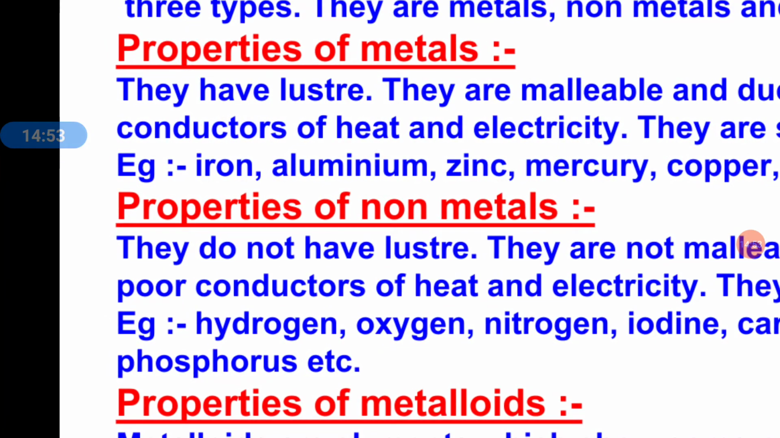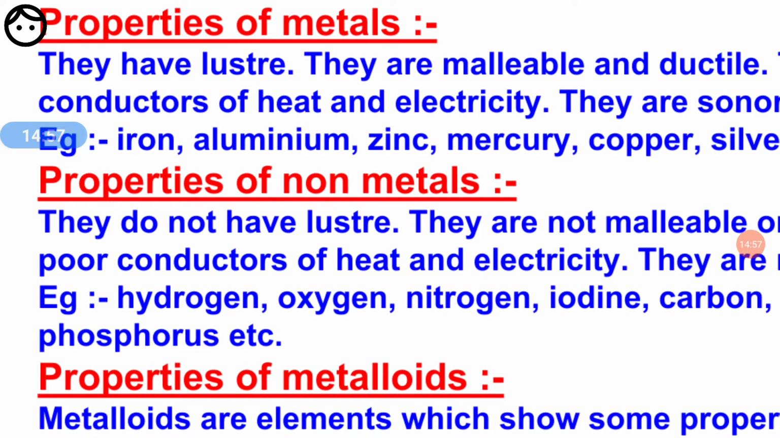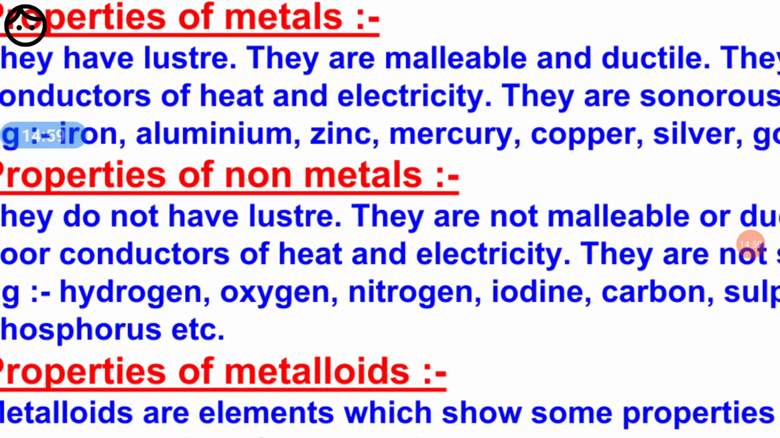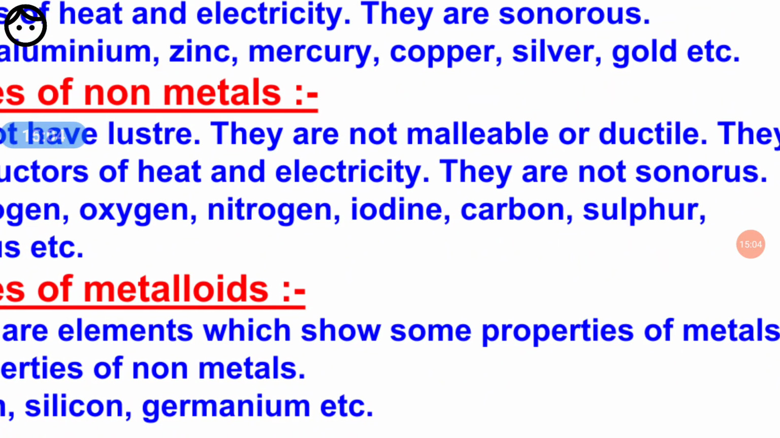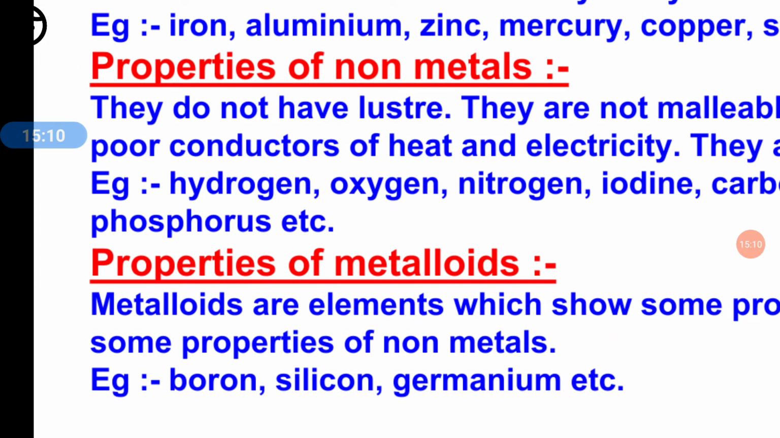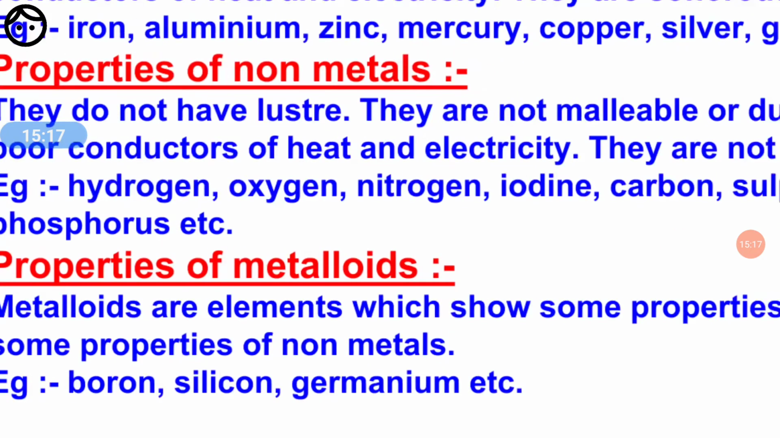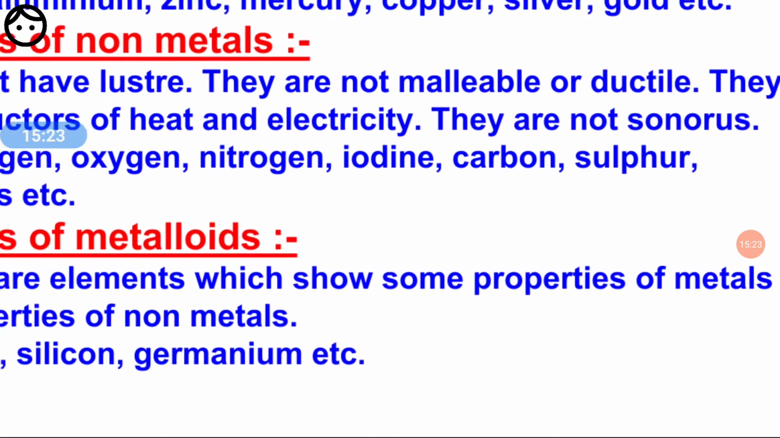Now see the properties of non-metals. Non-metals are non-lustrous, which means they are not shining. Non-metals cannot be made malleable and ductile, which means we cannot convert them into sheets and wires. They are poor conductors of heat and electricity, which means no electric current passes through non-metals. They are not sonorous, which means they do not produce any sound when we beat them.